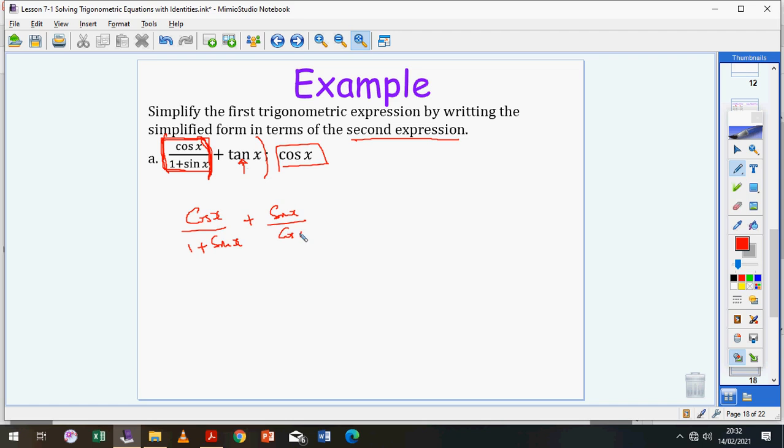All of a sudden I have two fractions which I can add by finding the LCM. I hope you remember LCM is simply the product of the two denominators. So my LCM will be 1 plus sine x times cosine of x. So simplifying this fraction, 1 plus sine x, this whole thing divided by this denominator gives me cosine x. Cosine x times cosine x is cosine squared x.